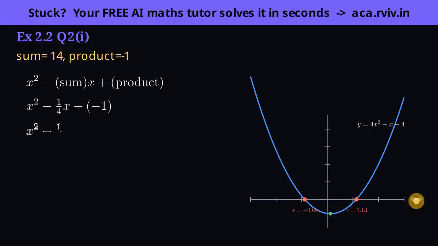Tidy the signs, plus minus 1 is just minus 1. Fractions are ugly to leave in an answer, so multiply every term by 4 to clear the quarter. This scales the whole polynomial but leaves the zeros untouched. Takeaway: multiplying through by a constant is always allowed here because it clears fractions without moving a single zero. A scaled curve still crosses the axis in exactly the same places.